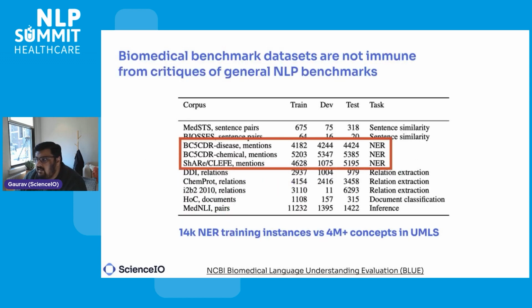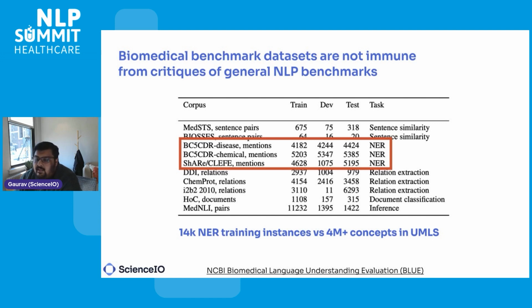So this brings us to biomedical benchmarks. And the hard truth is that biomedical and clinical benchmarks that exist out there in the literature suffer from the same drawbacks as those general language benchmarks, but much more severely. For example, if you look at the NCBI BLUE benchmark, the Biomedical Language Understanding Evaluation benchmark, it has 14,000 testing instances, concepts that it is looking at.